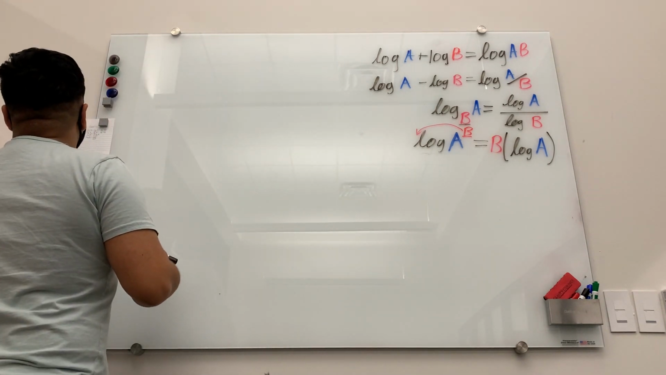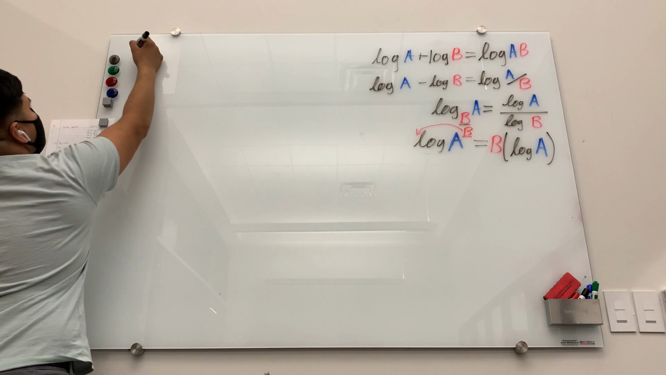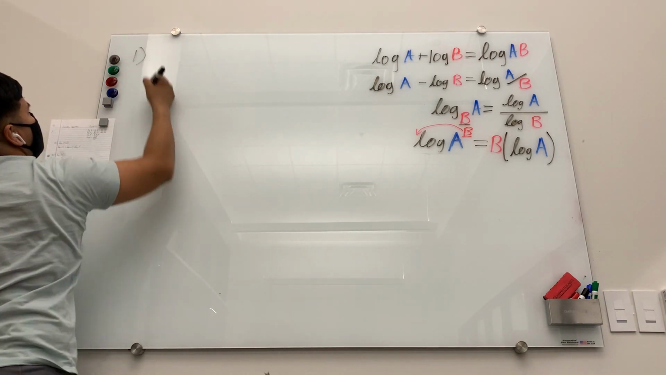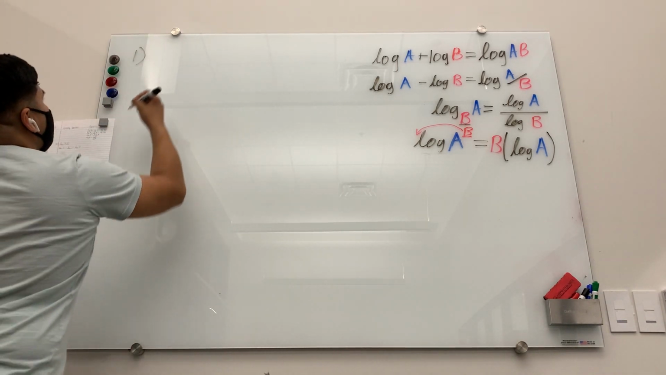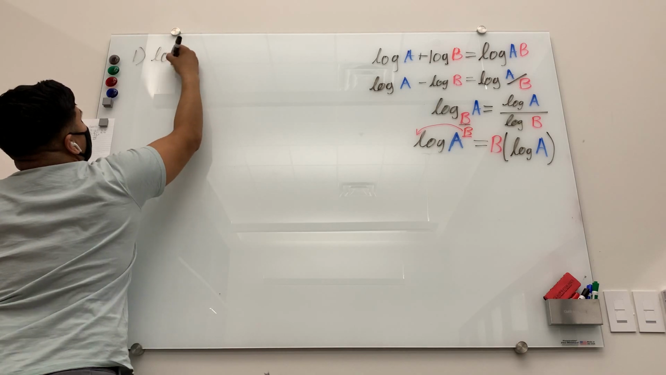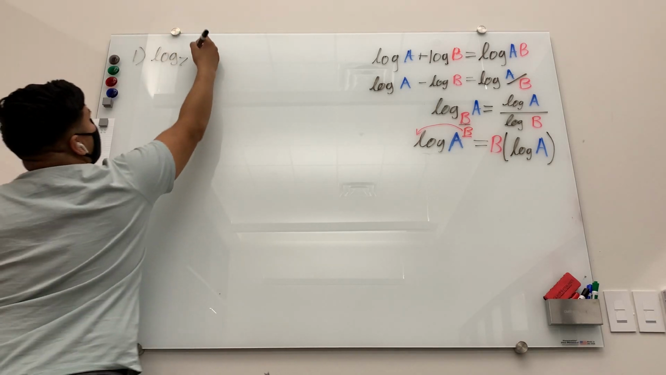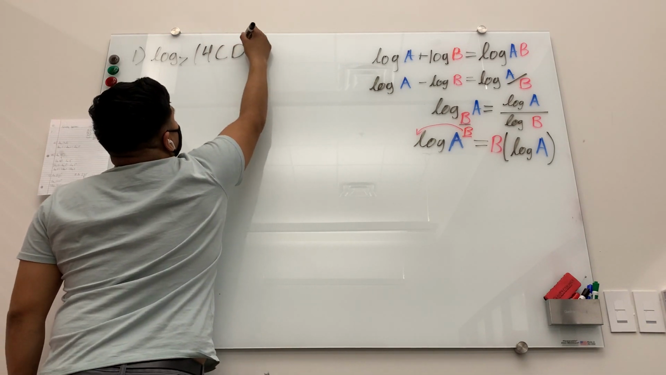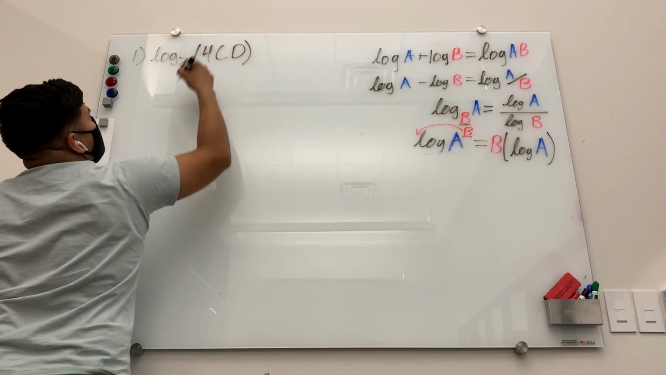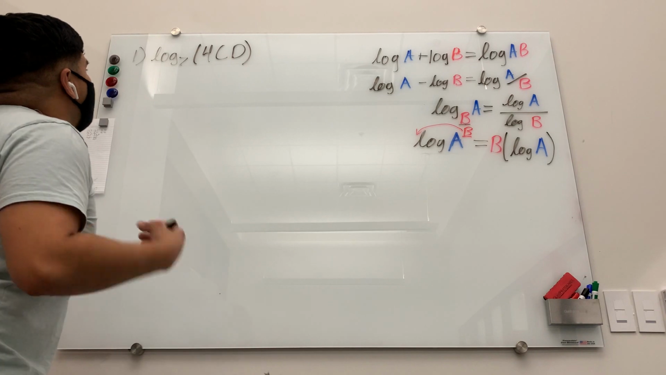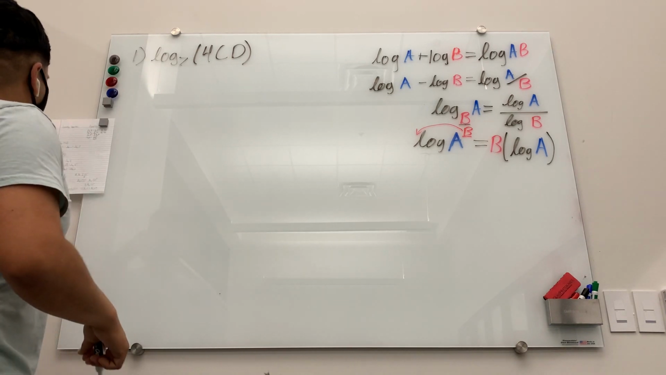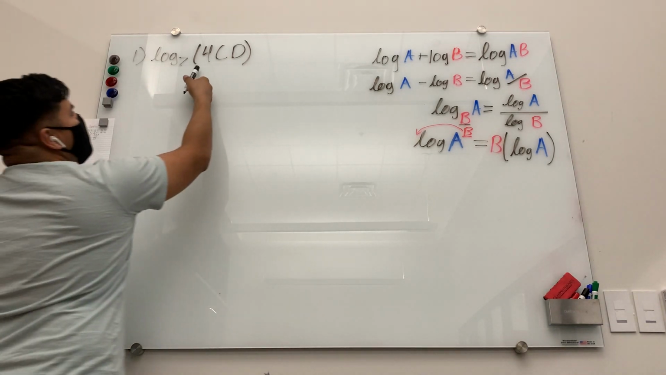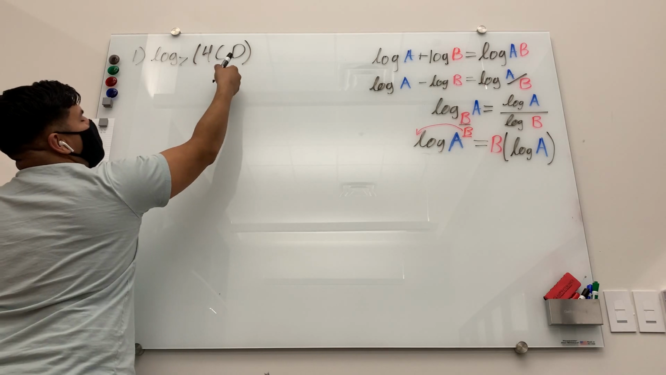So without further delay, let's see if we can do a problem real fast. So we have log base 7 of 4 times c times d. There's markers going out just a hair. So if we take a look here, we have 4 times c times d.